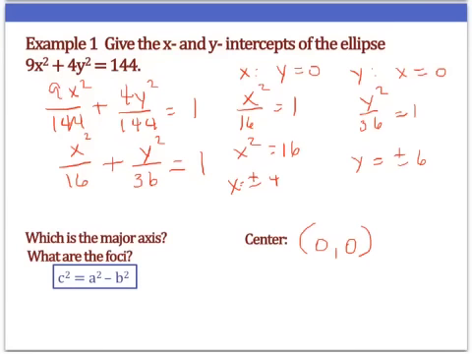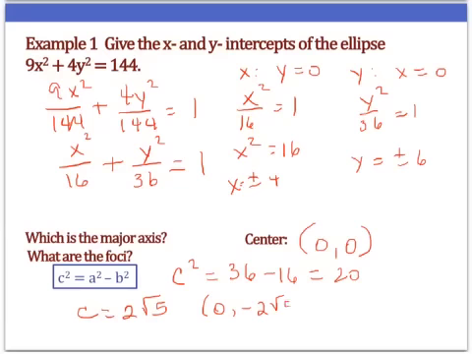Now, down at the bottom, what are the foci? Foci is easy on this. You are going to subtract your two denominators, the bigger one first. We don't want a negative. So you'll have 36 minus 16, which is 20. And that means c is 2 square root 5. And you're going to add and subtract that from the value of the vertex, that is the major axis. Well, the major axis is y. So we're going to leave the x alone, subtract 2 square root 5 from 0, and then add 2 square root 5 to 0, and those are the two foci.